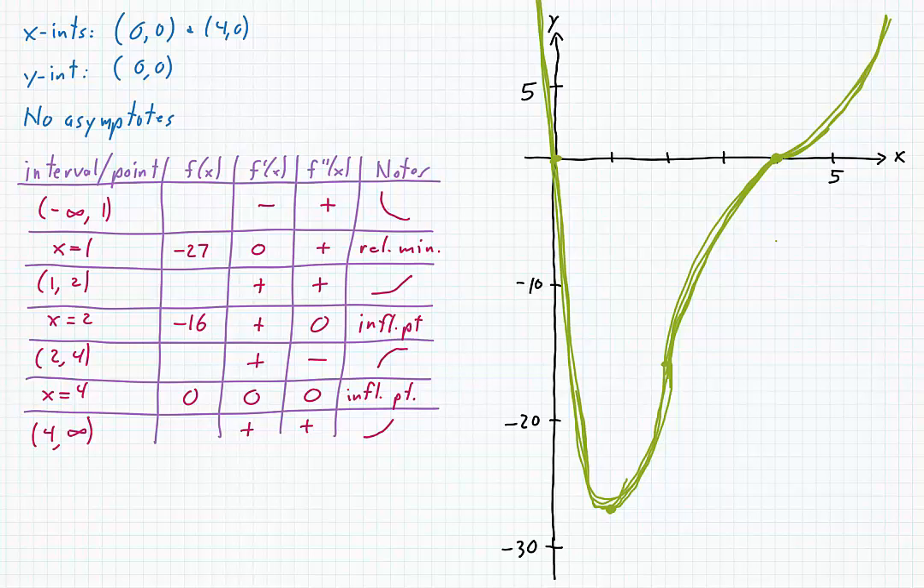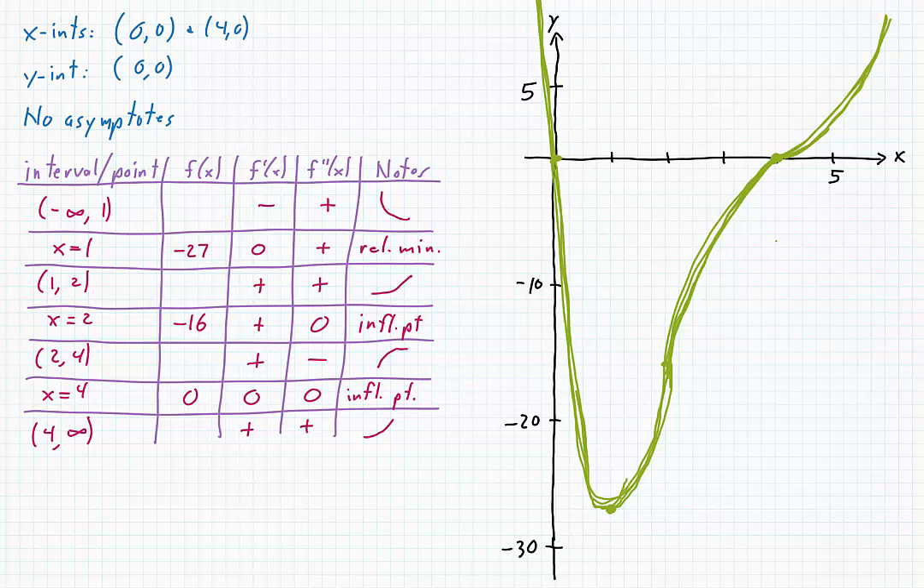There are no asymptotes for this function. We are concave up and decreasing down to the point 1 and negative 27. That's a relative minimum. Then we're concave up and increasing to the point 2 and negative 16, which is an inflection point. Concavity changes. We're still increasing, but now concave down. We hit a new inflection point, and we are now concave up and increasing.